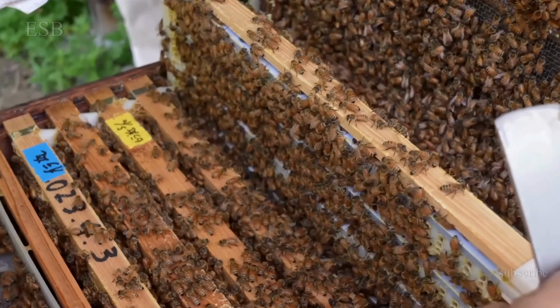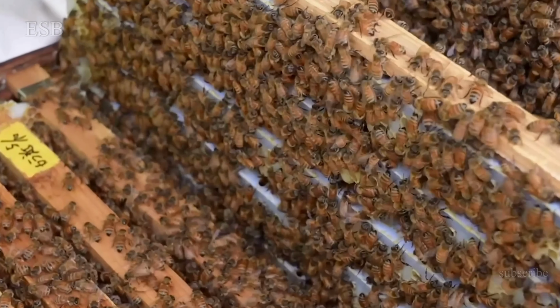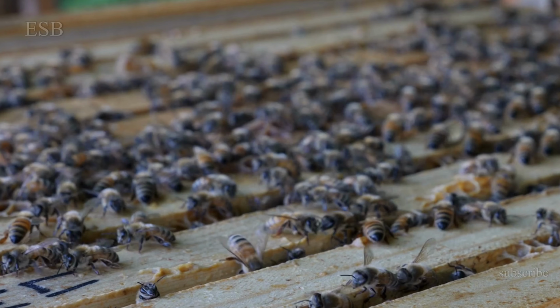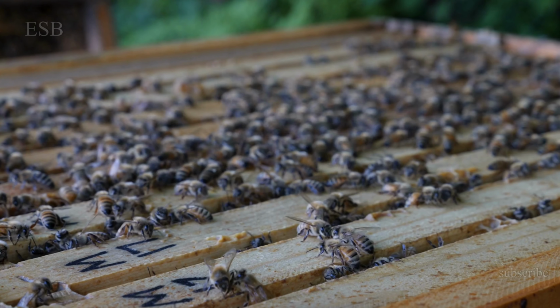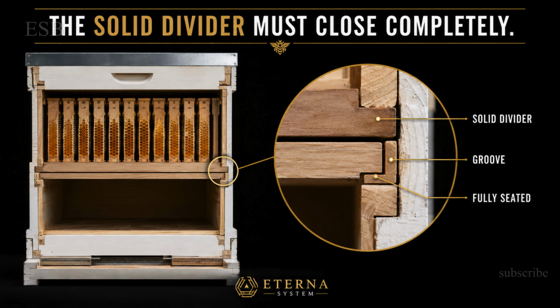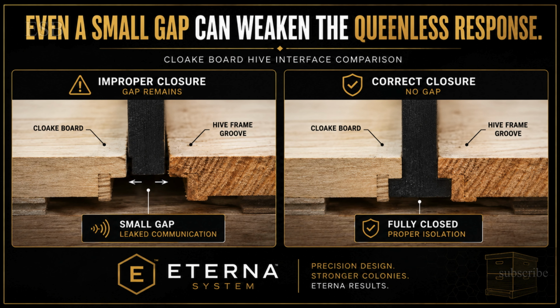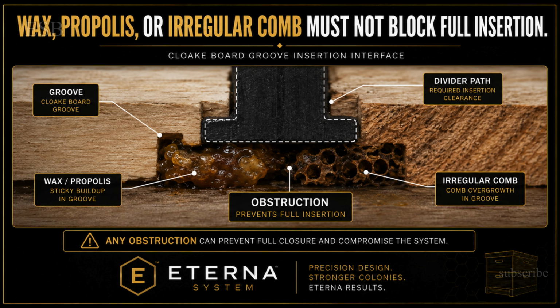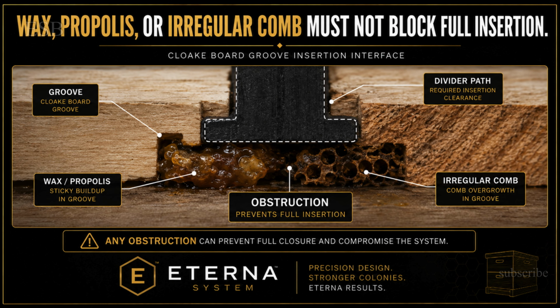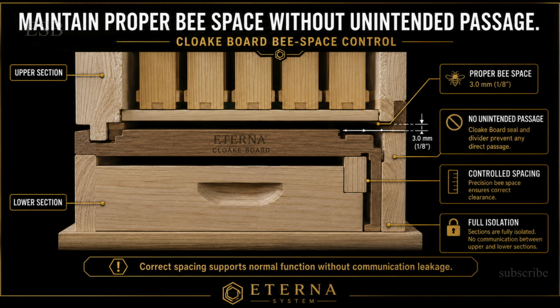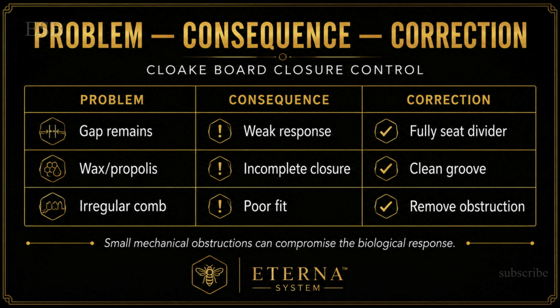The inspection must therefore be thorough, every frame, every comb surface, without assuming that unwanted queen cells will appear only along the lower edge of a frame. Another critical point is the complete closure of the solid divider. If a passage remains between the two hive bodies, the upper section may not develop a sufficiently strong queenless response. A few workers moving through a small gap may not appear significant, but the entire system is based on controlling communication between the two sections.